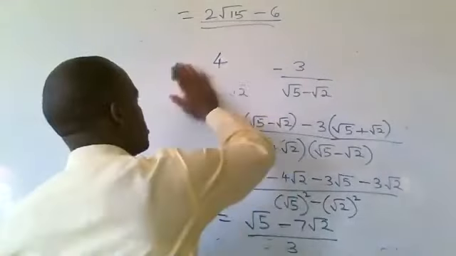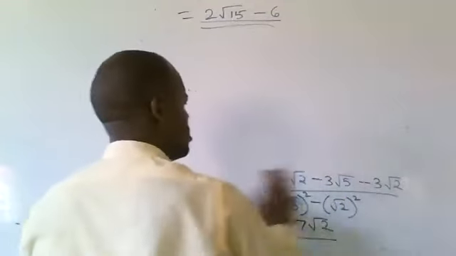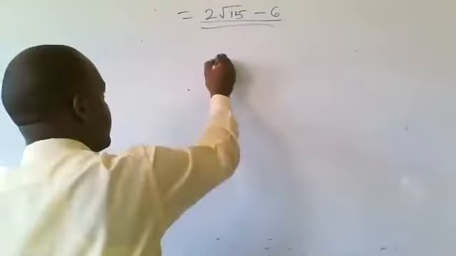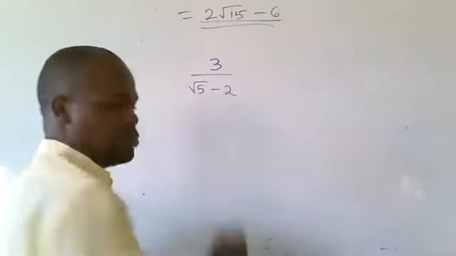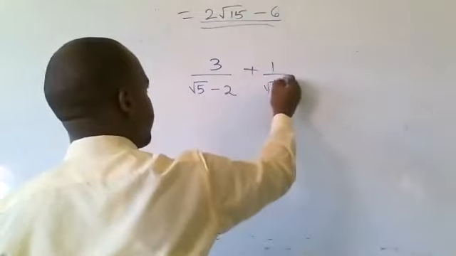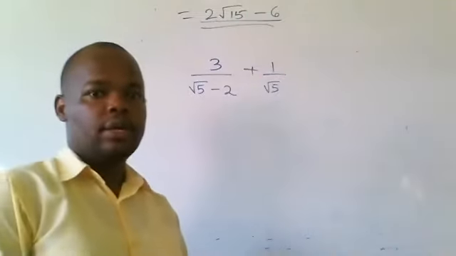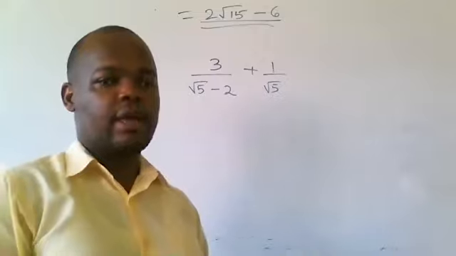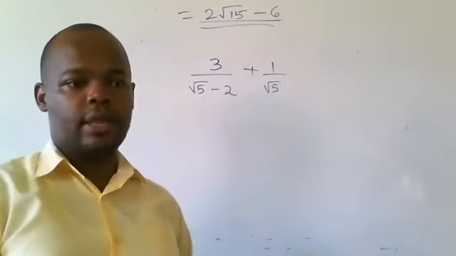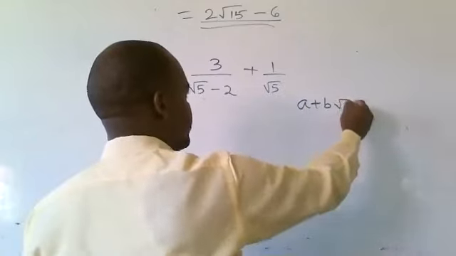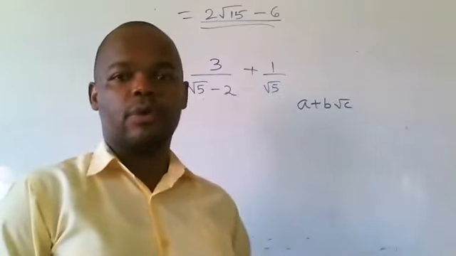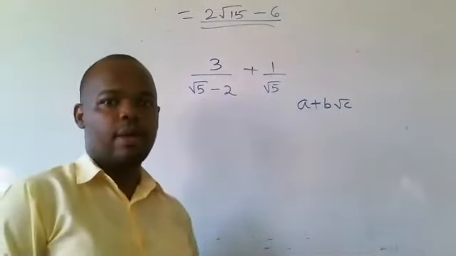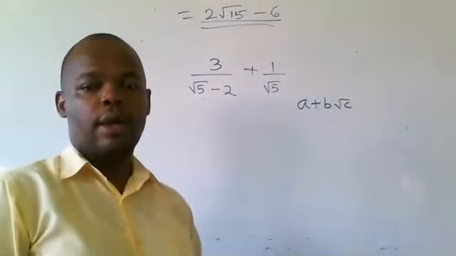Next one. Simplify 3 over square root of 5 minus 2 plus 1 over square root of 5, leaving the answer in the form a plus b square root of c, where a, b, and c are rational numbers.